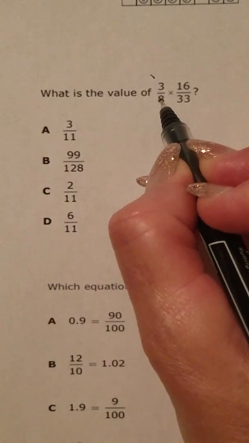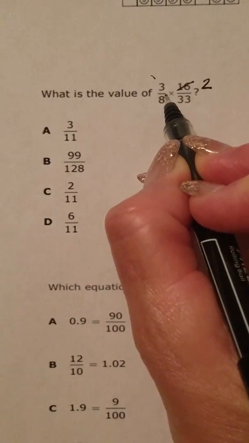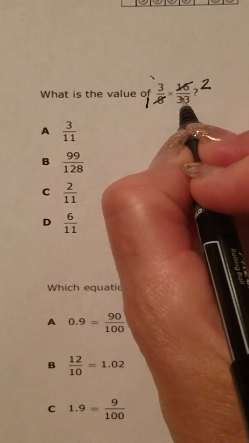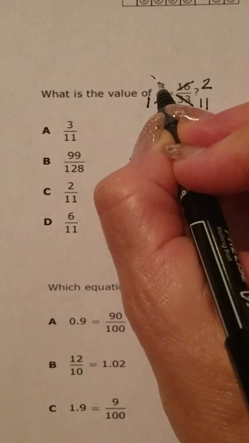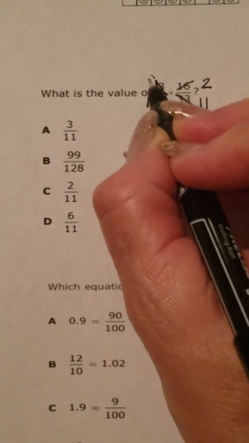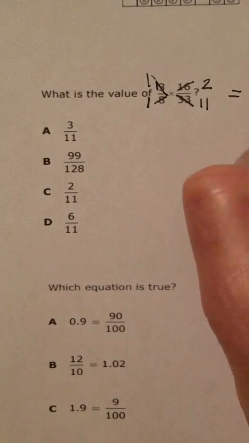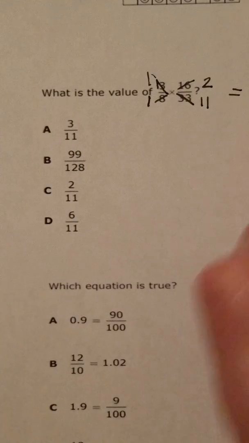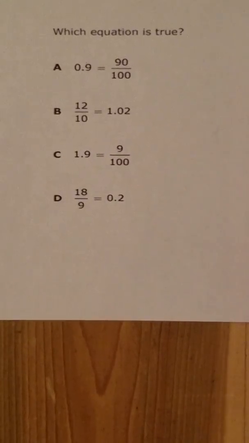I know 8 goes into 16 twice, and 8 goes into itself one time. I know 3 goes into 33 11 times, and 3 goes into itself once. So I could rewrite this as 1 out of 1 times 2 out of 11, and then I can just multiply across and get my answer. I basically gave you the answer.